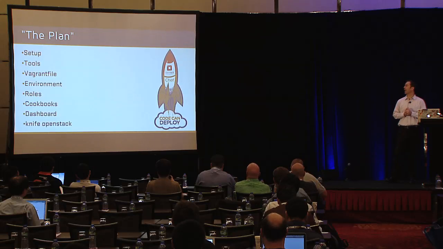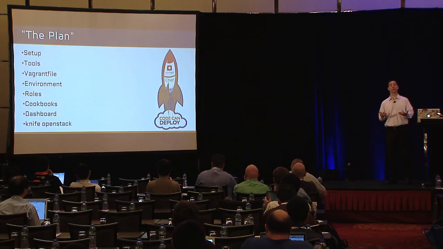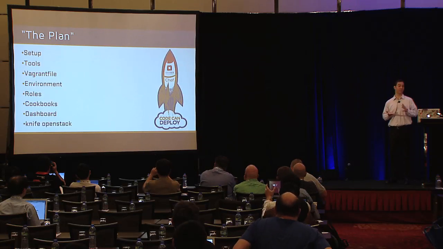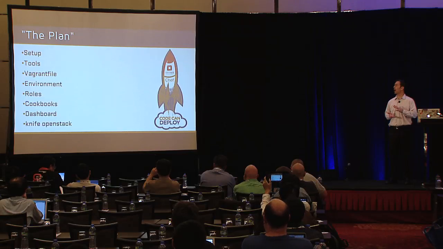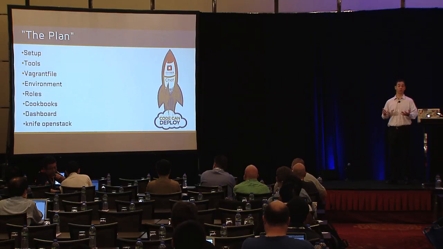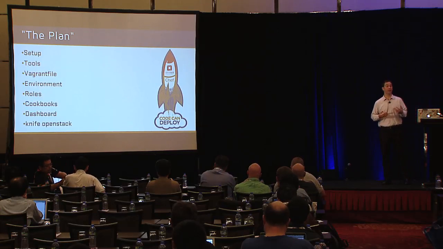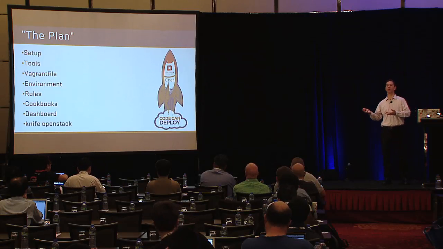The plan is we'll go through the setup. We'll talk about the tools that are in place. We'll look at the Vagrantfile. We'll see what's there. We'll talk about the Vagrant environment that we're using. Walk through the roles. Look at the cookbooks. Actually look at some source code. Log into the OpenStack dashboard. And talk about using Knife OpenStack with Vagrant, which is kind of cool.